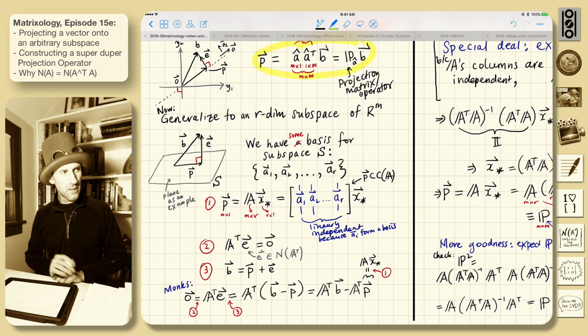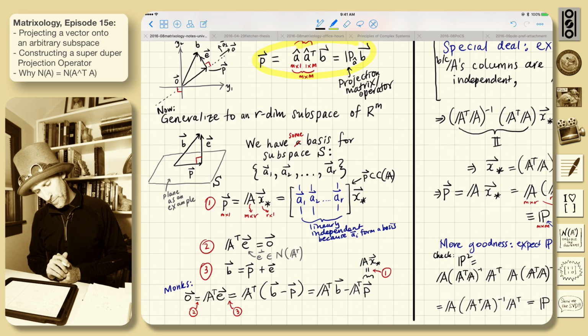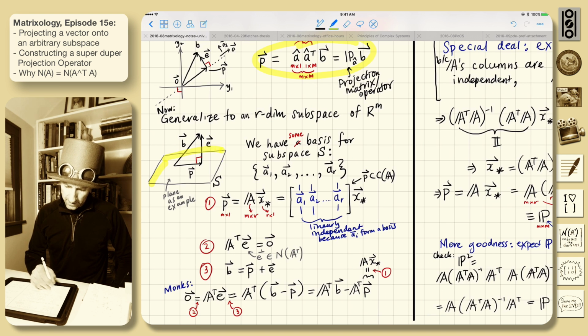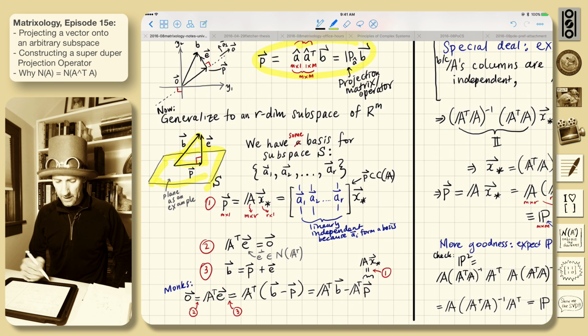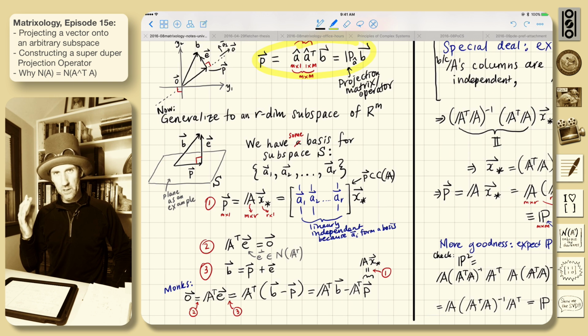Okay. And so it's a useful thing, say we're in 3 dimensions again and so on. It's useful to be able to build these projection matrices, right? So here's a plane. The idea is we have B, we have P, which lives in the plane, and then E is the error, what we've called an error vector. It's perpendicular, it's normal, in this case, to the plane.